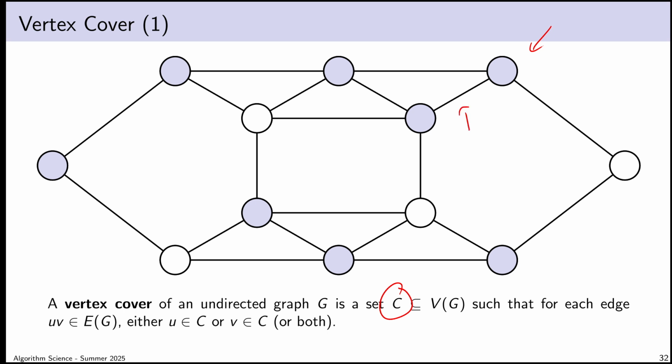Observe that if I pick any edge, at least one of its endpoints, in this case actually both of its endpoints, at least one of the endpoints of each edge is in the vertex cover. So that's what makes it a vertex cover. If there were an edge where both endpoints were uncovered, I wouldn't be looking at a vertex cover.